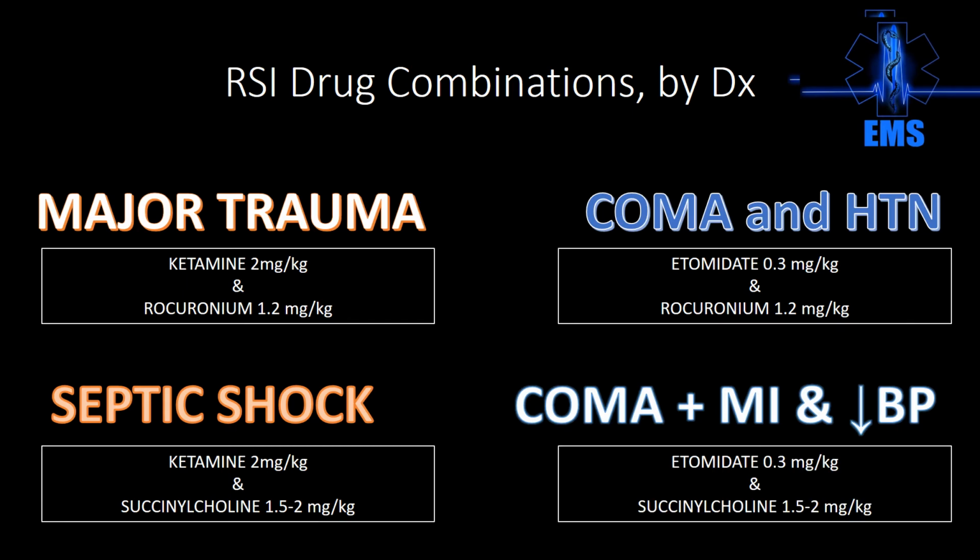What about coma and an MI, or a coma and unclassified shock? This is a patient who probably could get either one or the other. I picked etomidate and succinylcholine because you'd have to figure out what the source of this person's problem is. But the idea that I'm trying to hit at here is if the patient has cardiogenic pathology and the heart has already taken a flogging, you don't want to flog it even more with ketamine. So etomidate and sux for the rapid onset and the rapid offset is probably your best bet.